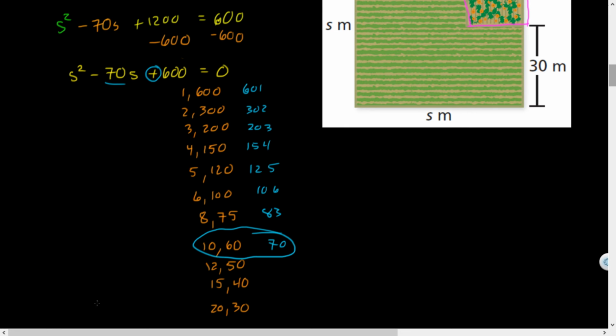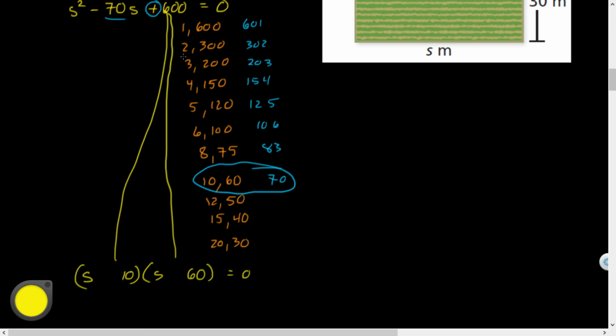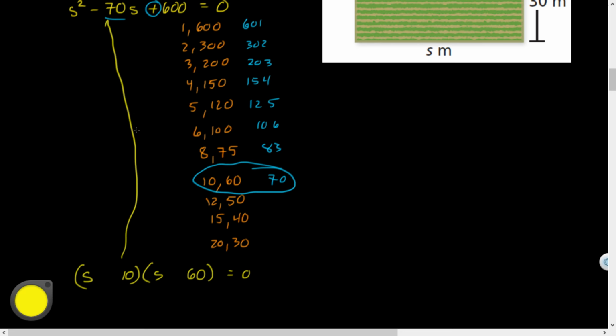So, the factored form of this, I'm going to scroll down for space. I'm going to have an S with a 10 and an S with a 60 equals 0, still here. They multiply to be positive. So their signs are the same, but they also add to be negative. Minus, minus. Okay. Whew. Lots of work there factoring that. I think you guys agree.